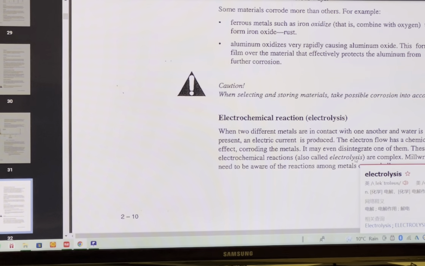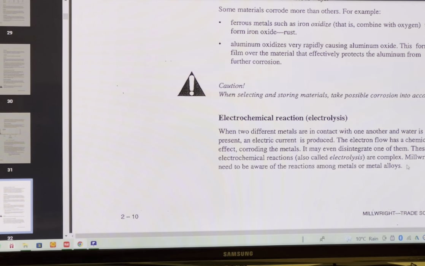Electrolysis. Must remember, electrochemical reactions we call by another name: electrolysis. Remember, I give you a mark. Very important here. Why I let you remember and never ever forget? You see what is mentioned here, okay? It's a millwright manual.